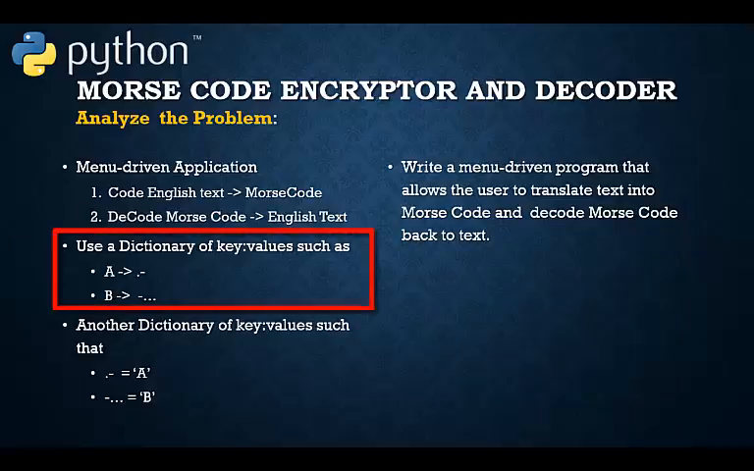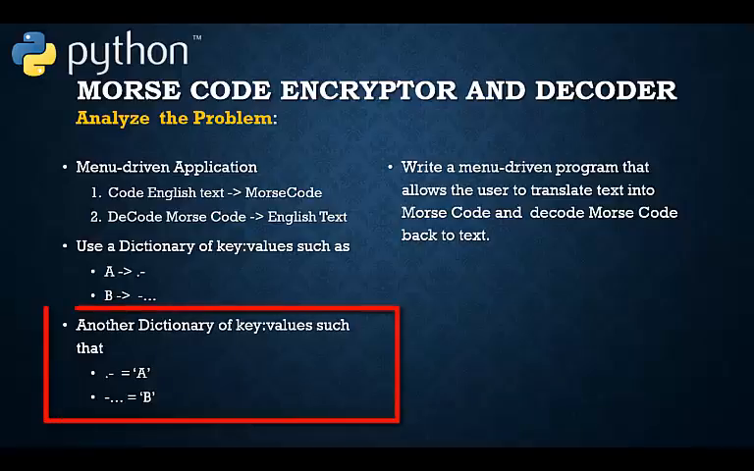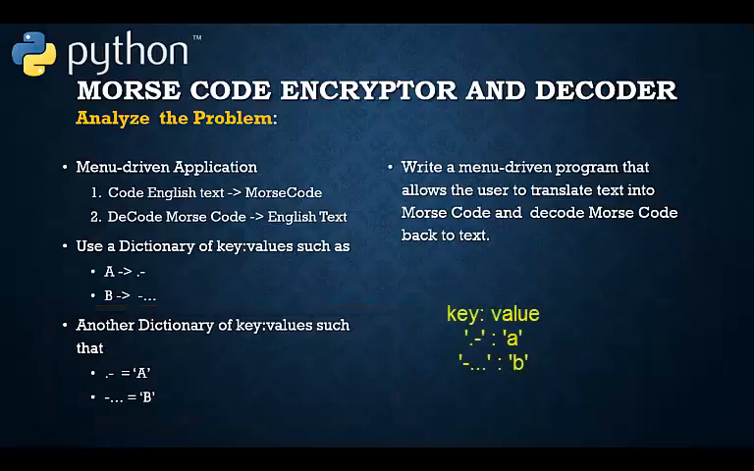The first dictionary will use the letters as key and the Morse codes as values. So it will have the form of A for a key with a value of dot dash, B for a key with the value of dash dot dot dot. We also need a way to go from Morse code back to English letters. And so we'll build a second dictionary with the key, the Morse code, dot dash, and a value of A, dash dot dot dot, key with value B, and so forth through all the letters of the alphabet.